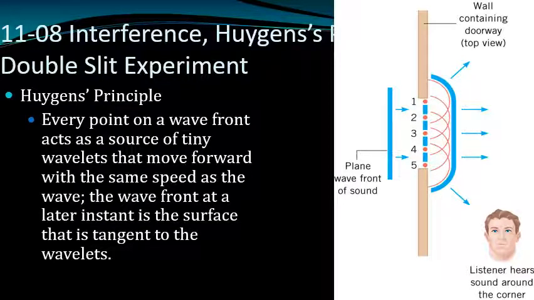Huygens' principle says every point on a wavefront acts as a tiny source of wavelets that move forward with the same speed as the wave. The wavefront at a later instant is the surface that is tangent to those wavelets. So you can see in the picture, we've got this big wave coming, and it hits. We just pick these 5 little points here, and they become their own waves. And then the overall wavefront now is this combination of their little wavefronts.